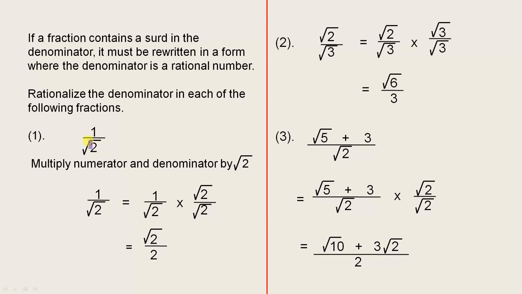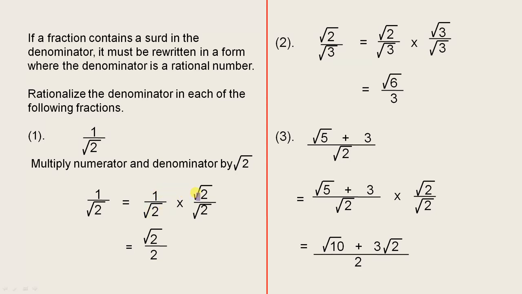So in order to remove this surd here, we multiply numerator and denominator by the square root of 2. So if we have 1 over the square root of 2, that will equal 1 over the square root of 2 multiplied by the square root of 2 over the square root of 2. That's the value of 1, so it does not change the value of this initial fraction.